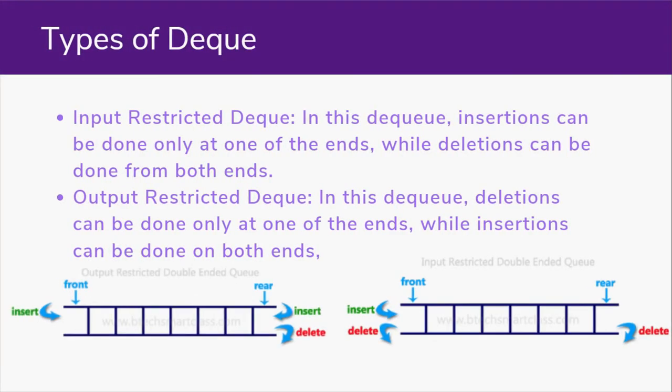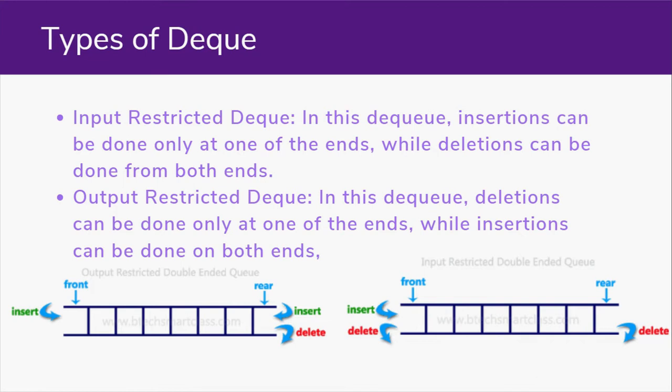Let's see the types. There are two types of DQ. First is input restricted DQ, second is output restricted DQ. So what is input restricted DQ? The word itself suggests there is some restriction on the input, that is input can be done only at one of the ends. That means data either can be inserted at the front end or the rear end, while deletions can be done from both of the ends.